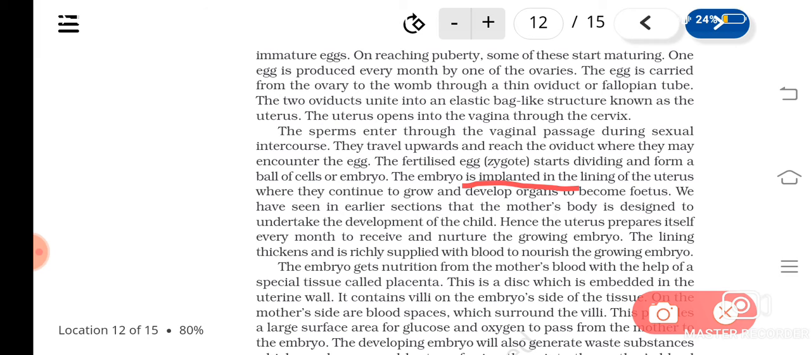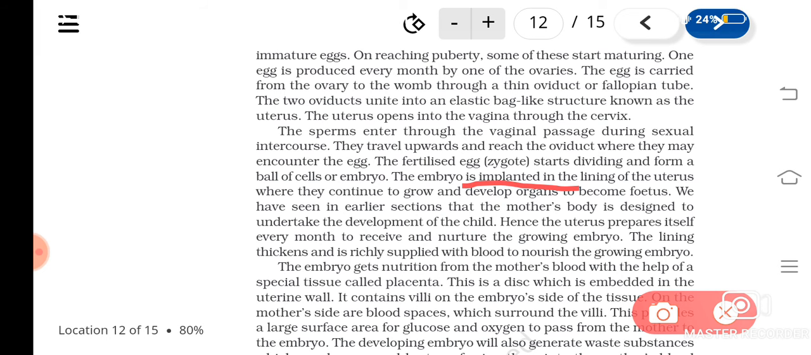After ovulation, I told you, the egg will be collected by the fallopian tube, and the egg will be there. The sperms come through the vagina, through the uterus, to the fallopian tube. There, if the egg is there, fertilization occurs, and the fertilized egg starts its division in the fallopian tube itself and forms a ball of cells or a mass of cells, and this mass of cells will get implanted. Implantation means the embedding, the placing of the egg.